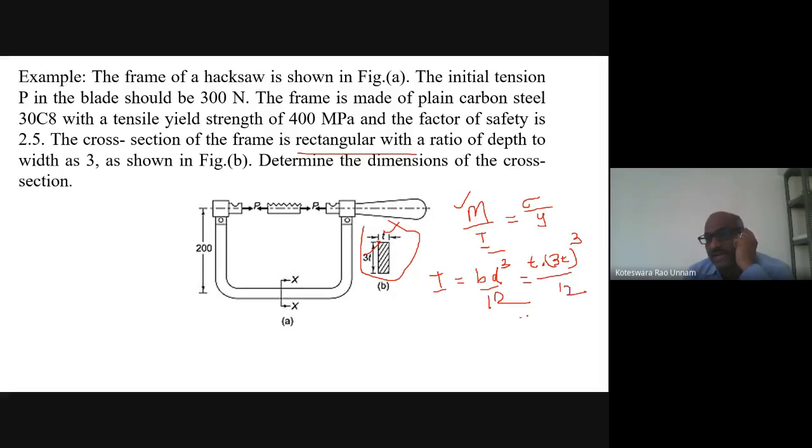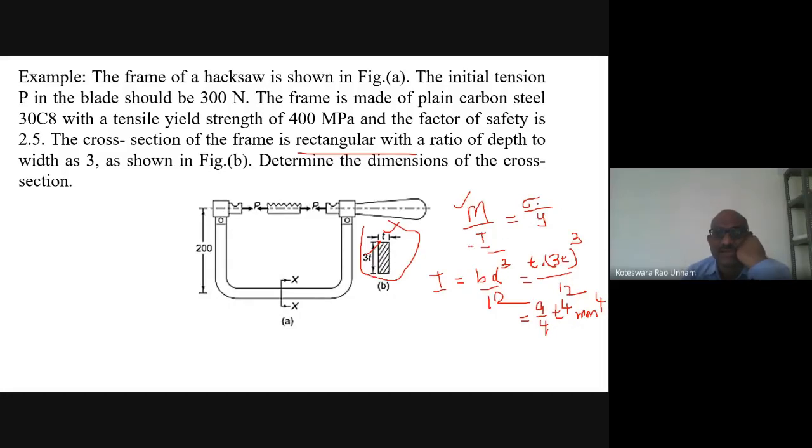So you will get this in terms of 3 cube. 3 cube means it is 27. 27 by 12, I can take 3, so 9 by 4 t power 4. You get I as 9 by 4 t power 4, and I will assume the t is in mm. So therefore I is going to be in the units of mm power 4.